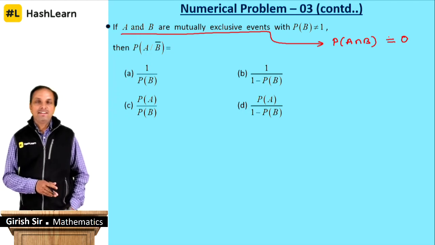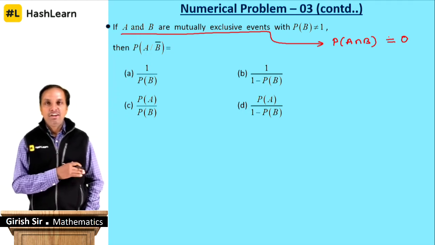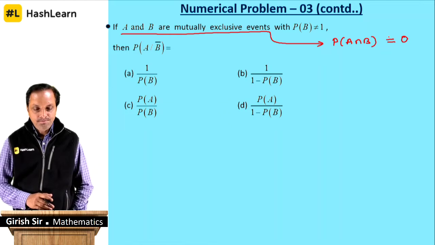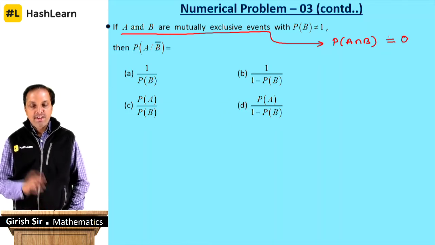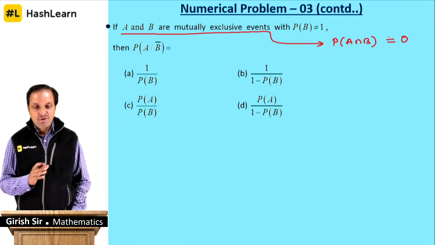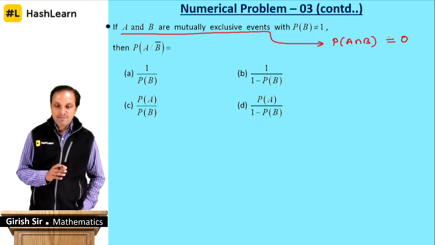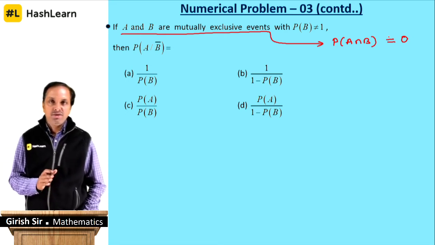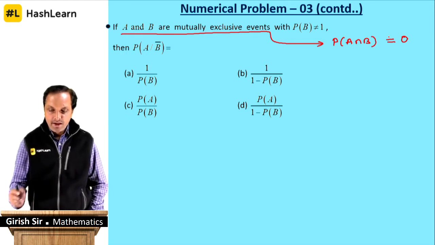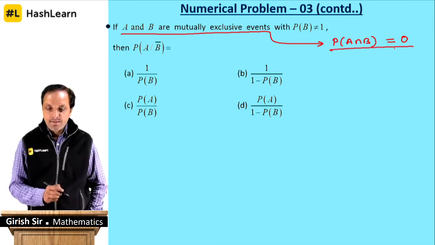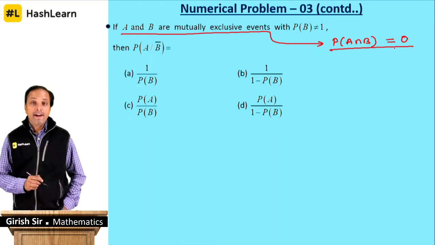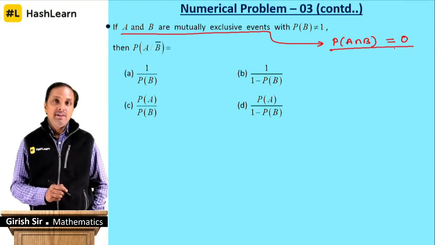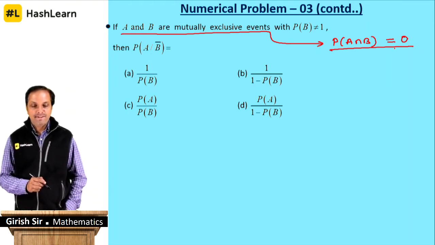Mutually exclusive means occurrence of A does not depend on occurrence of B. There are no common terms in the events A and B. Therefore, that will be equal to 0. Make a note of that. Probability of A intersection B for mutually exclusive events will be 0.